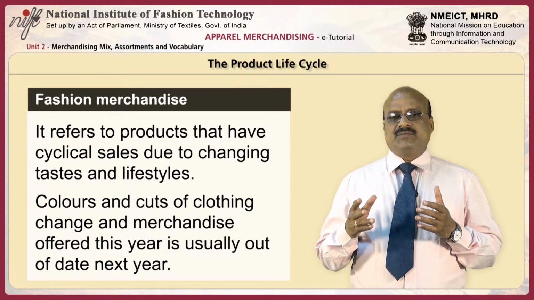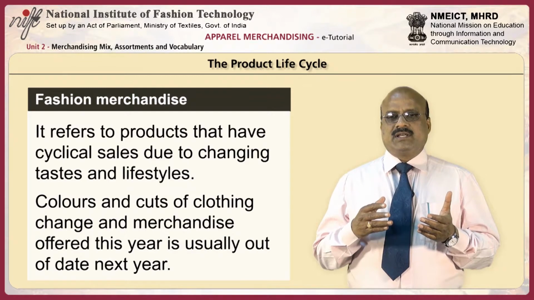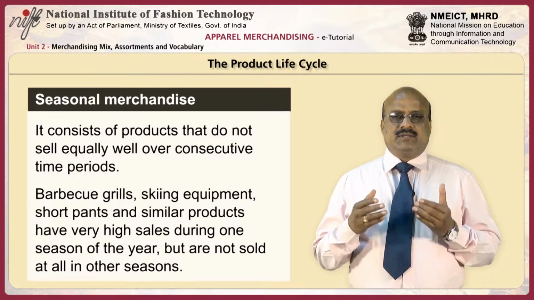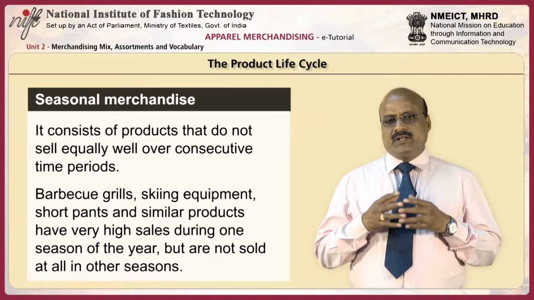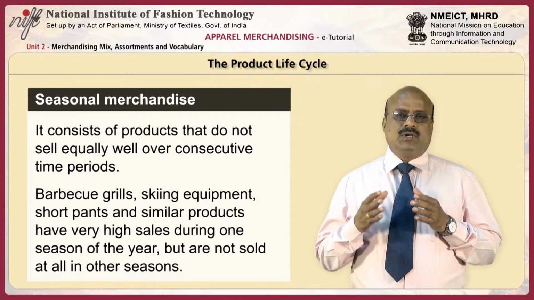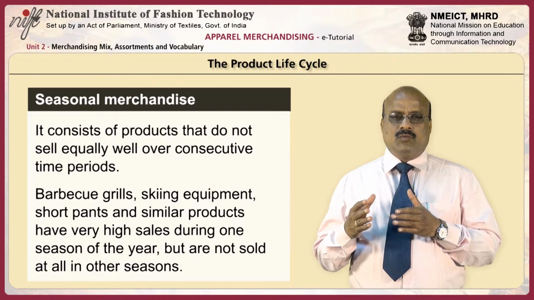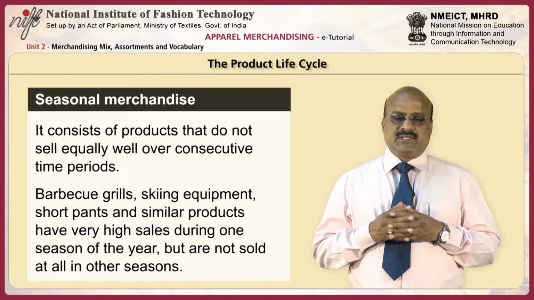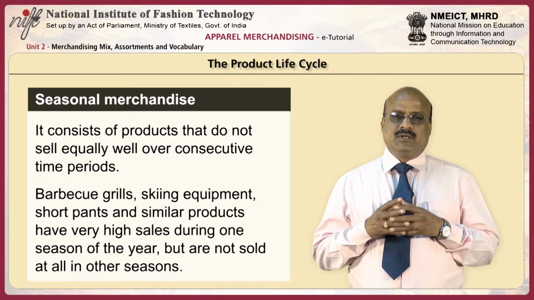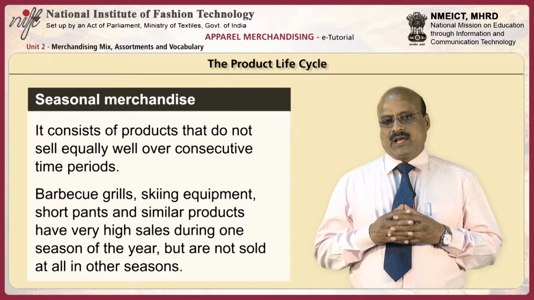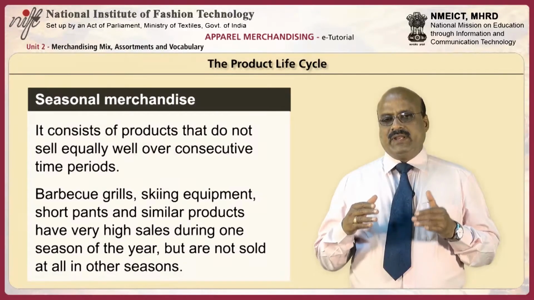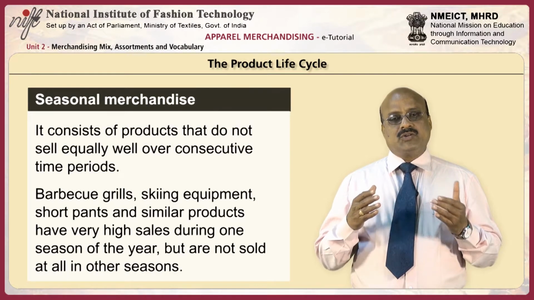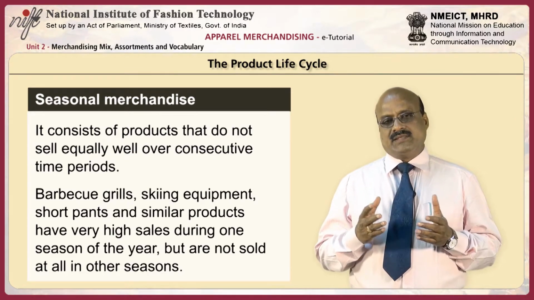Colors and cuts of clothing change, and merchandise offered this year is usually out of date next year. Seasonal merchandise consists of products that do not sell equally well over consecutive time periods. Barbecue grills, skiing equipment, short pants, and similar products have very high sales during one season of the year, but are not sold at all in other seasons.